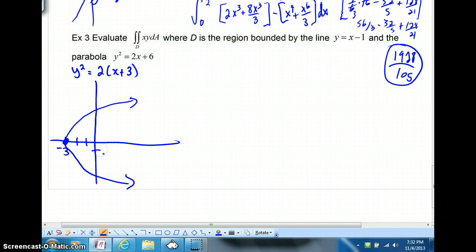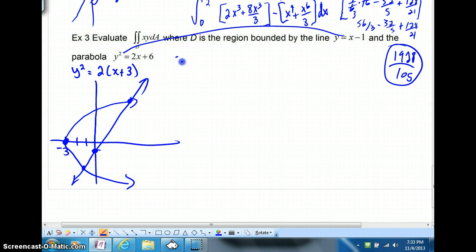Now, y equals x minus 1 would have a y-intercept at negative 1, and we would have a line that would look something more or less like this. You might guess that that line is in fact going to intersect. You could confirm algebraically y squared.